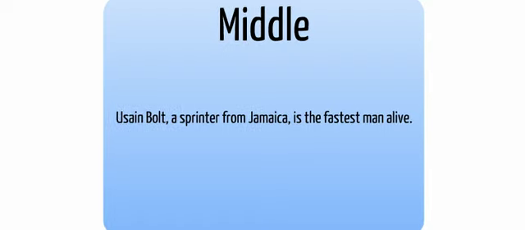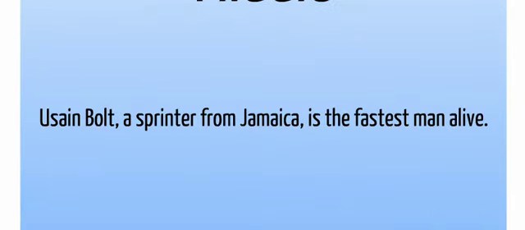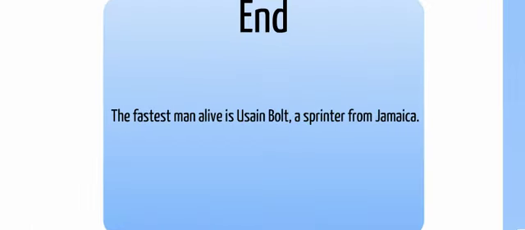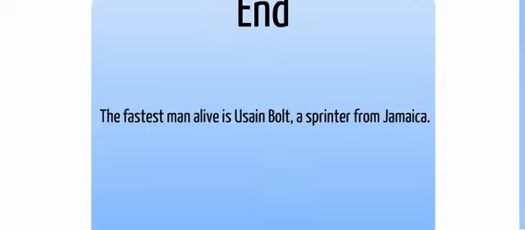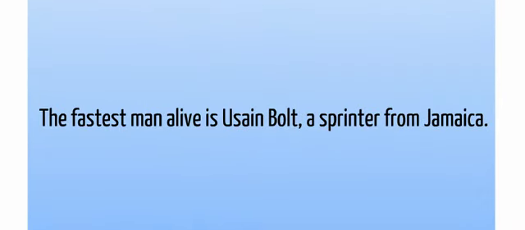Here's an example of an appositive in the middle of the sentence. Usain Bolt, a sprinter from Jamaica, is the fastest man alive. It's the same root sentence. We're just adding extra information. And here's an appositive at the end of the sentence. The fastest man alive is Usain Bolt, a sprinter from Jamaica. As you can see, the sentences still make sense without an appositive. It just gives extra detail to your writing.